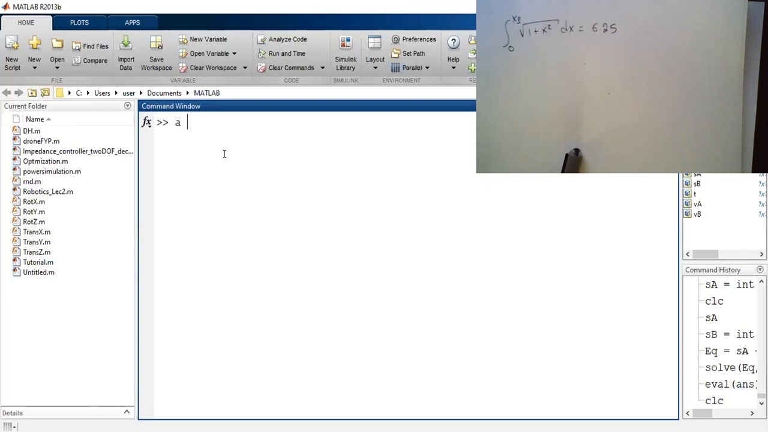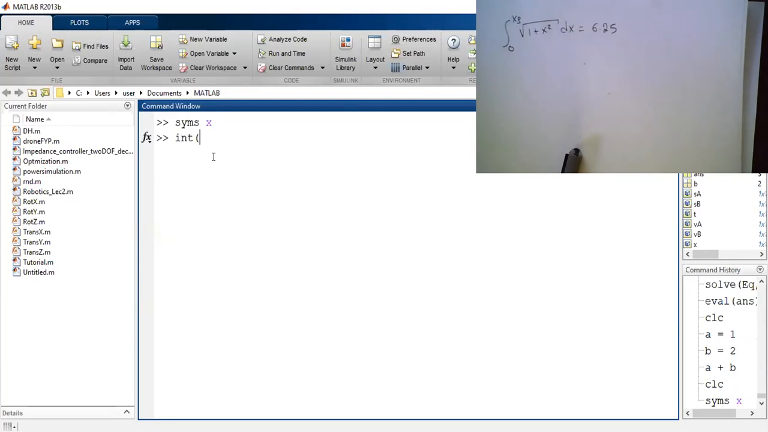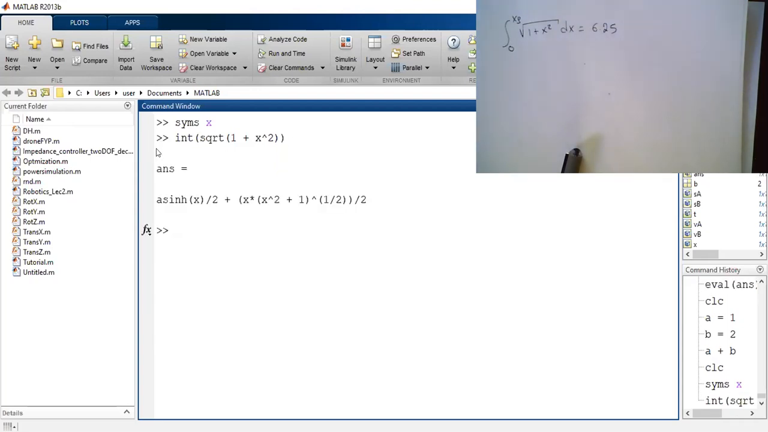So MATLAB is like a calculator. I can do A equal to 1, B equal to 2, then A plus B, and it will simply do that. What I'll do is integrate this function. We define the symbolic variable x, and I can simply integrate it: the integral of the square root of 1 plus x squared. Okay, so I can integrate that, and this is my answer.